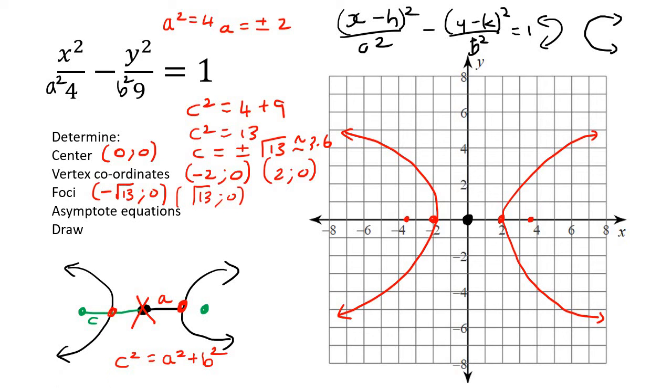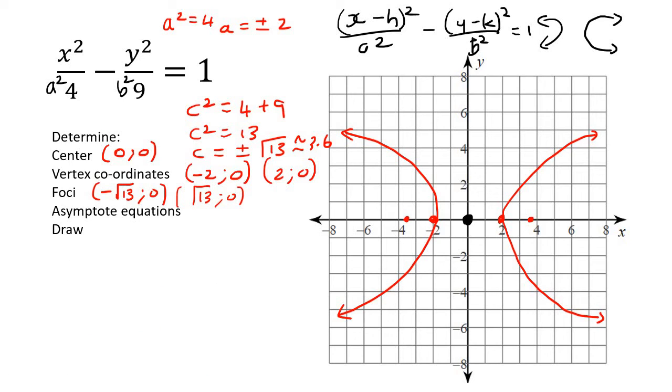Now the asymptote equations. In the beginning of this lesson, we said that the asymptote equations are always going to be y minus k equals plus or minus, and then either a over b or b over a. What we actually said was that it's always going to be the y denominator over the x denominator. The y denominator is this one, so that's going to be b, and the x denominator is a squared, so that's going to be a. Then in brackets we have x minus h.